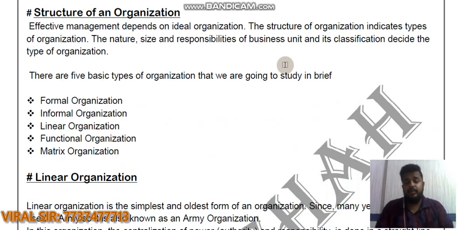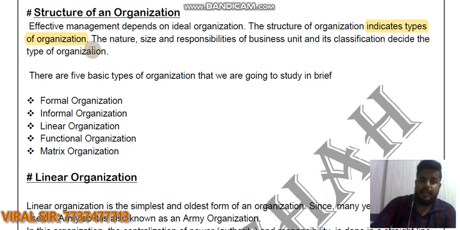Now what is the structure of an organization? Effective management depends on ideal organization. The structure of an organization indicates the types of organization. The nature, size and responsibility of a business unit and its classification decide the types of organization.